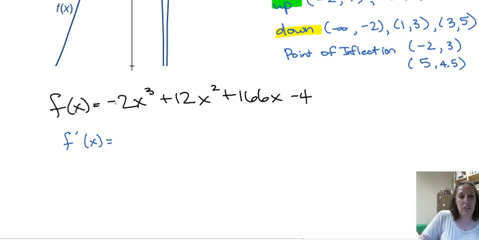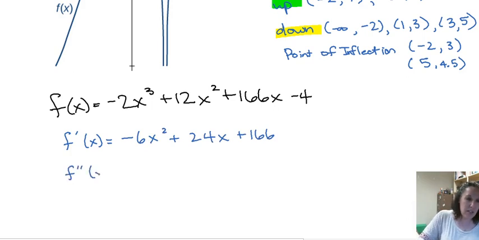So here we have the function f of x equals -2x cubed plus 12x squared plus 166x minus 4. And when we take that derivative, we'll get -6x squared plus 24x plus 166. And then we need to take the second derivative so we can find those possible inflection points, kind of like the critical points that we saw with the first derivative. We take that derivative, we're going to get negative 12x plus 24.